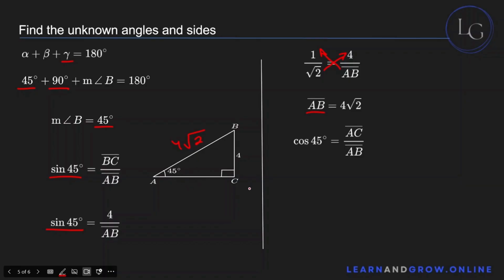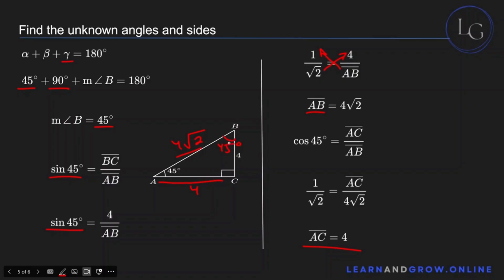Now let's find this side, AC. So the cos of this 45-degree angle is the adjacent, which is AC, over the hypotenuse, which is AB. So you can just replace those values, and eventually that gives you AC is equal to 4, right? So now AC is 4. So now you have all of the requirements that you need. You have the three angles, 45, 45 and 90 degrees. You have the three sides, 4, 4 and 4 into root 2.